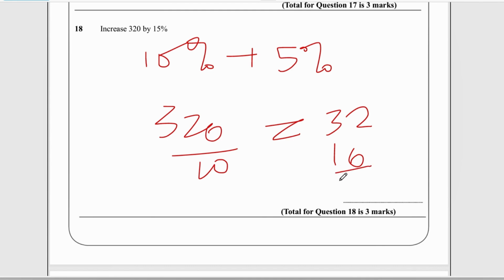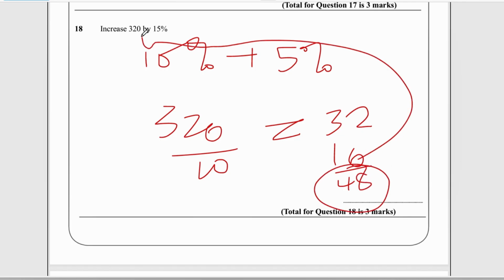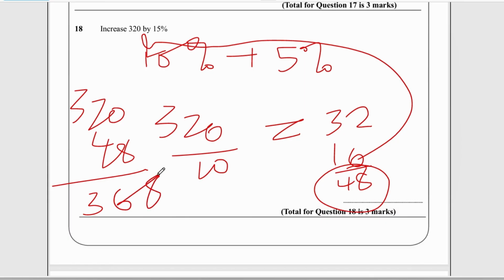So this added together gives you 48. That means you're going to increase 320 by 48. Increase means add. So don't forget to do the addition. 320 plus 48, and that will give you 368. So the answer is 368. Just like that.